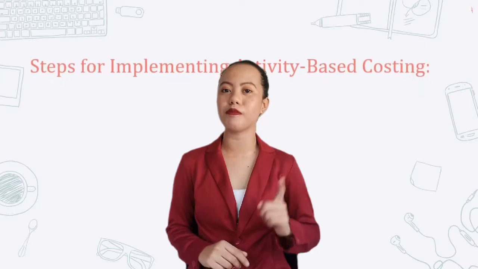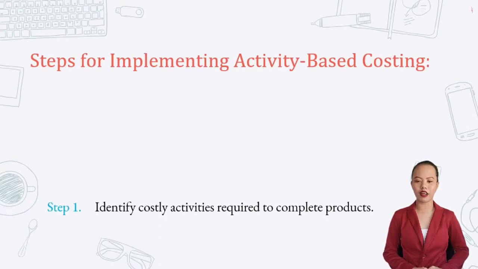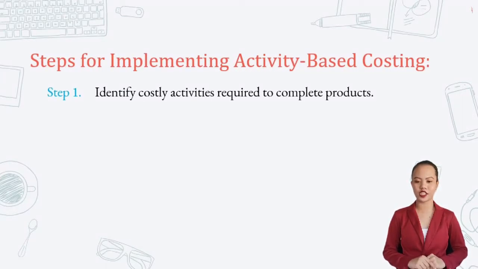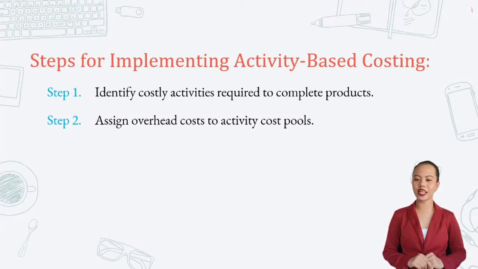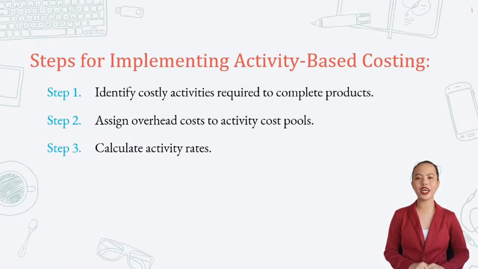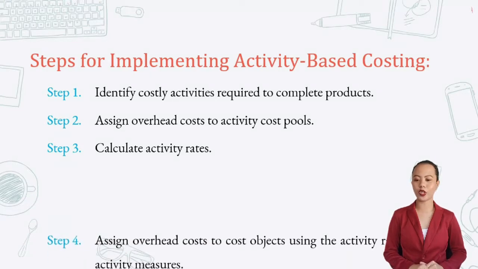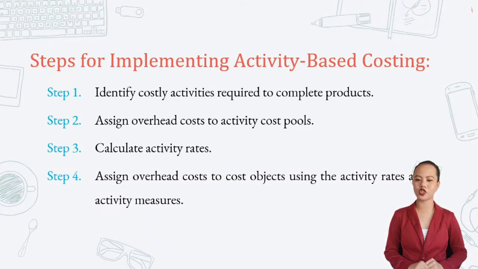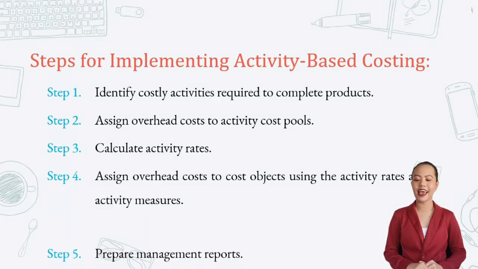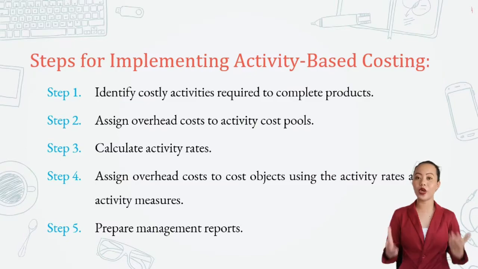Now, if you are wondering how to implement activity-based costing in a company, here are the steps to do so. Step 1. Identify costly activities required to complete products. Step 2. Assign overhead costs to activity cost pools. Step 3. Calculate activity rates. The fourth one is assign overhead costs to cost objects using the activity rates and activity measures. And lastly, step 5, we're going to prepare the management reports.